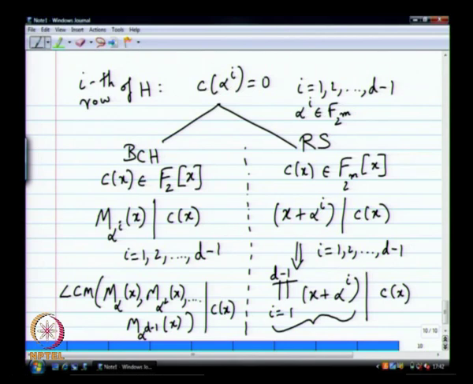Then what will happen? Then c of x will not be in F2[x], and that's not on. You can't do that, right? You want c of x to be in F2[x]. So this polynomial is definitely in F2[x], right?